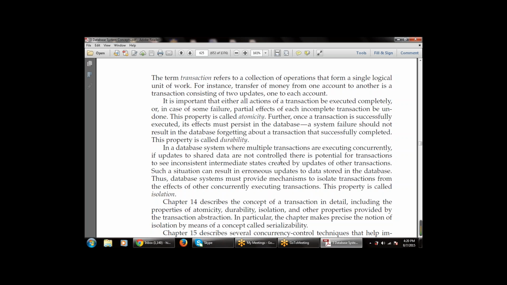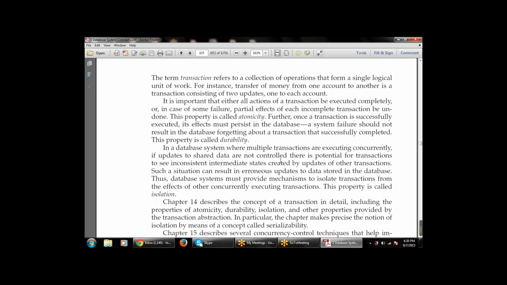available in the transaction like atomicity, durability, isolation, and also the properties provided by the transaction abstraction. Whenever we see the details of the abstraction, we can understand the transaction in an effective manner. In particular, the chapter makes precise the notion of isolation by means of a concept known as serializability. That means every transaction must be executed in a serial way, one transaction after another.